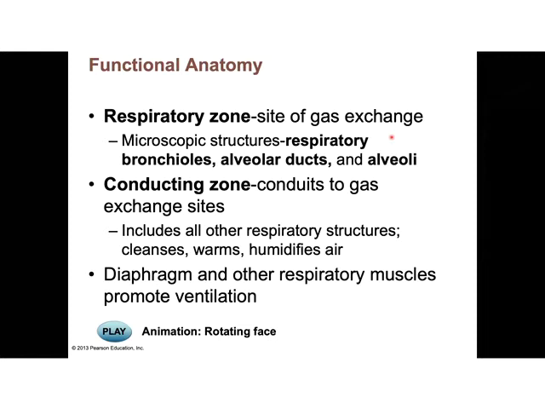The conducting zone, as we talked about, is just to treat the air so that by the time it gets down into the lungs, it's not filled with particulates, it's not overly dry, its temperature is nice and warm. And that keeps it from chapping and damaging the delicate lung tissue. The diaphragm and other respiratory muscles are what aid in ventilation. In relaxed breathing, the diaphragm is the only player, but in forced inspiration and expiration, there are accessory muscles that also help.